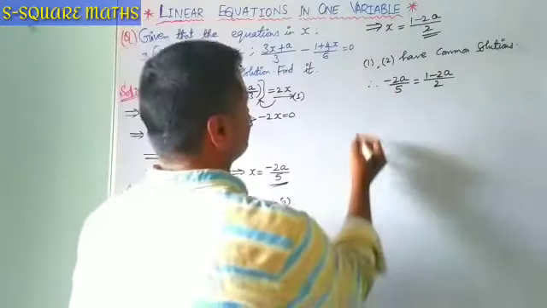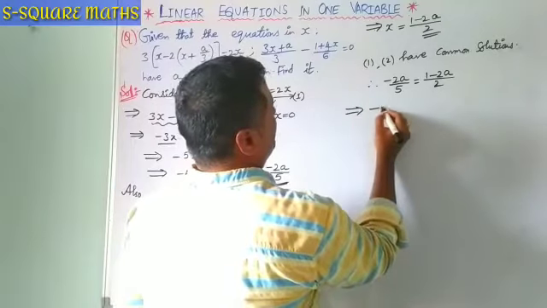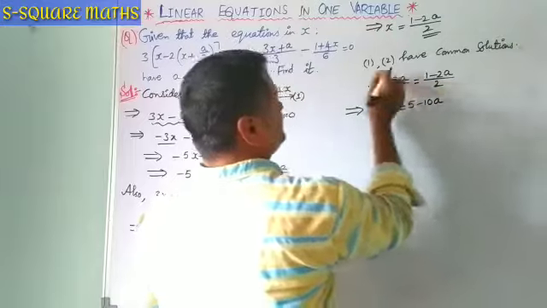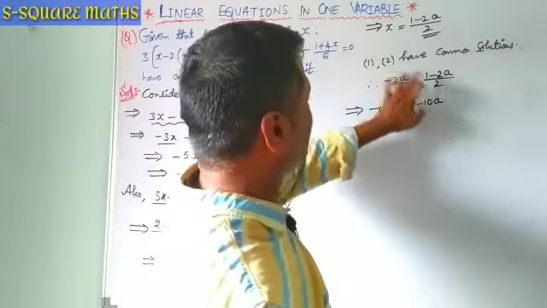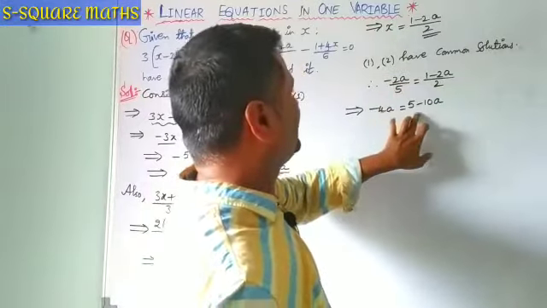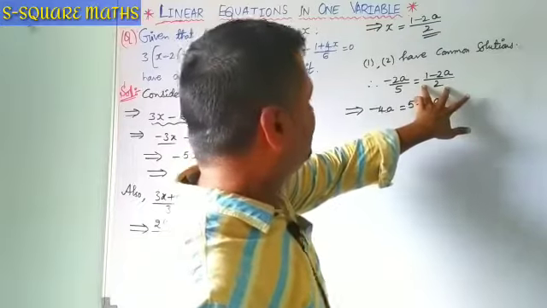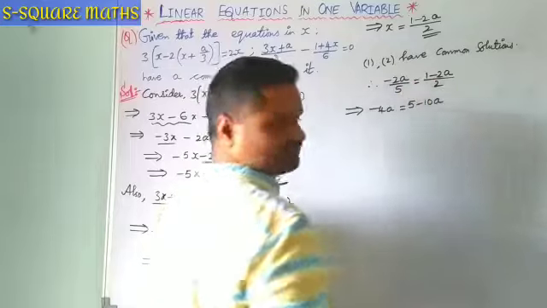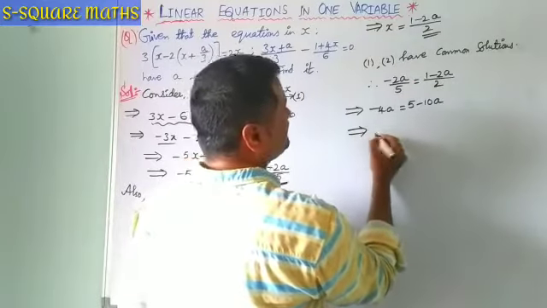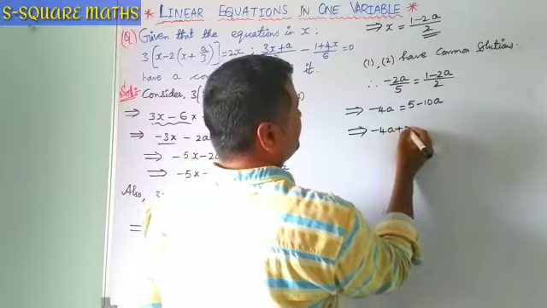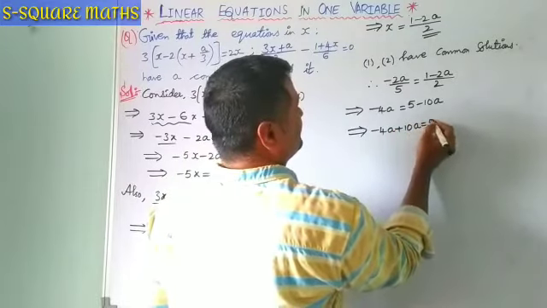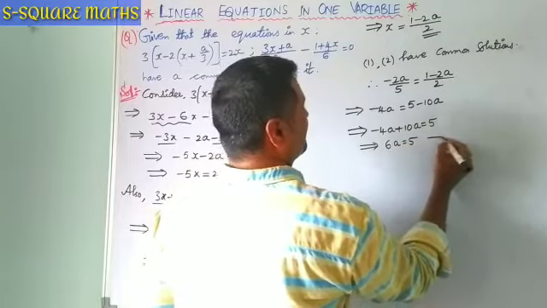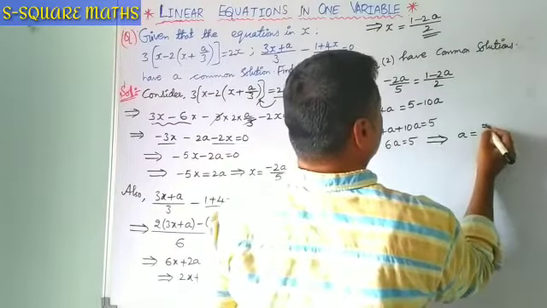So solving for it. Minus 4a is equal to 5 minus 10a by cross multiplication. Minus 2a into 2 is minus 4a, and 5 into 1 minus 2a gives you 5 minus 10a. So here I can write it as minus 4a plus 10a is equal to 5. So that 6a is equal to 5, which implies my a value is 5 by 6.